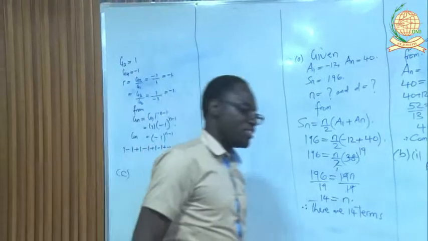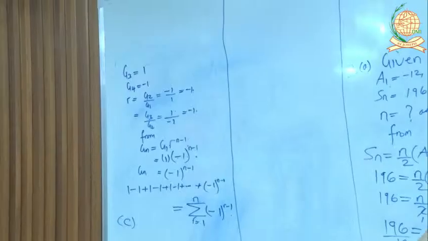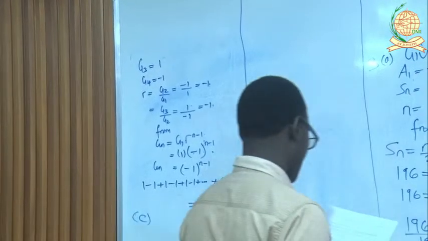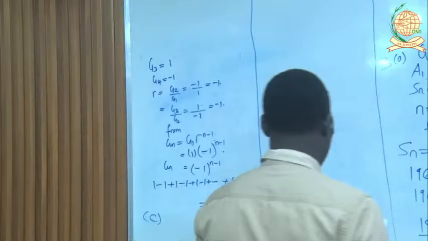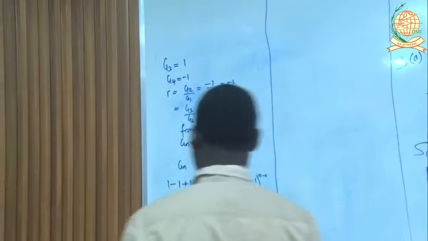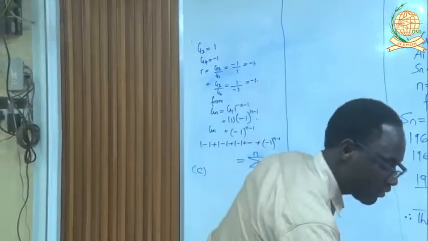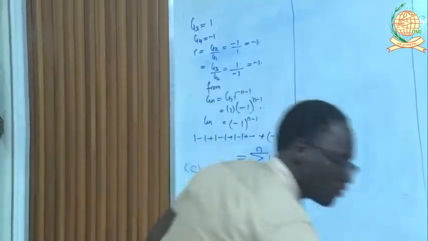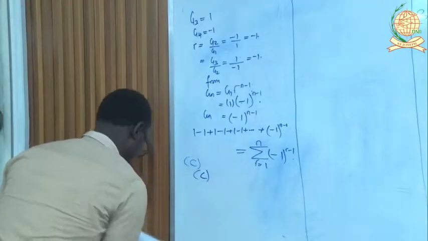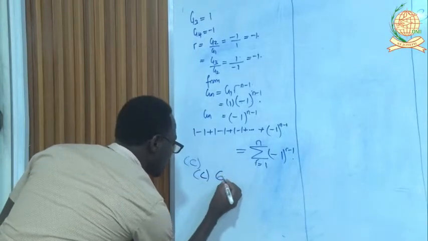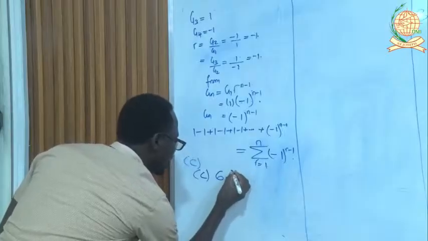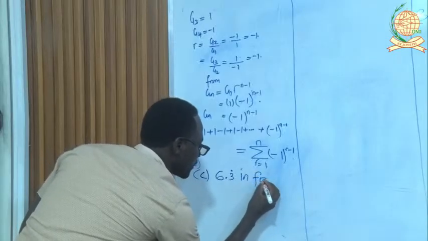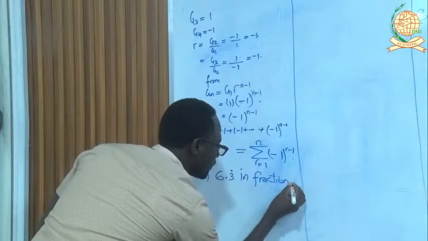Question number 3C. The question says, write 6.3 recurring in fraction. Yes, write 6.3 recurring as a fraction.